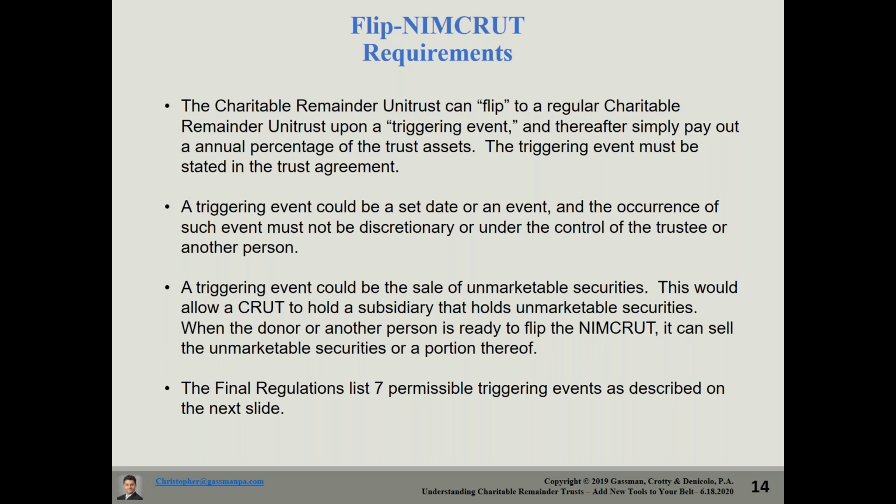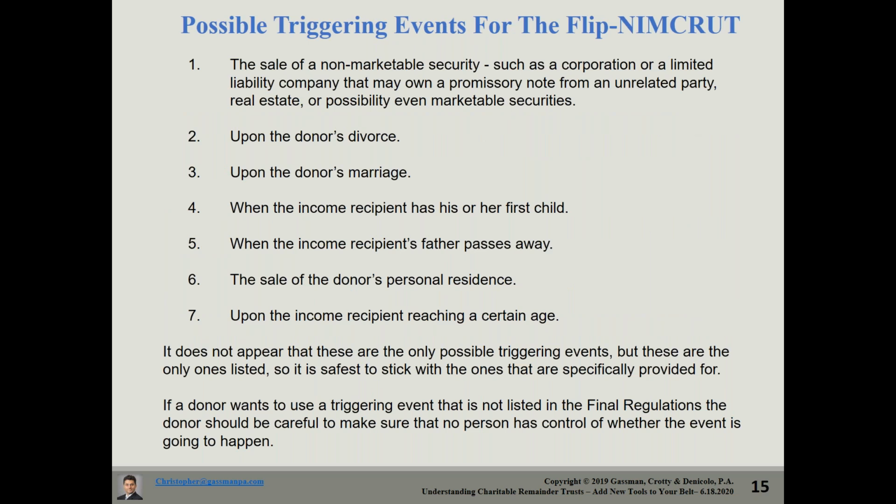One such triggering event is the sale of an unmarketable security. So you'll see in a minute, I have a chart that'll show this other LLC, not the LLC that's the blocker that owns the underlying appreciated asset, but this other LLC that has nominal assets. And if the manager of that LLC and the members of that LLC sell the LLC, that event could trigger the NIMCRUT as the flip triggering event to cause the income to pass through to the non-charitable beneficiaries.